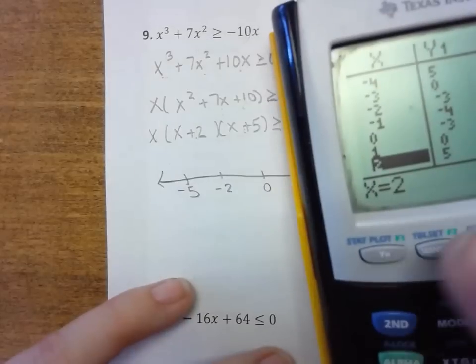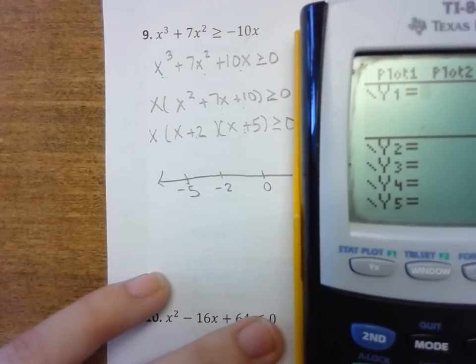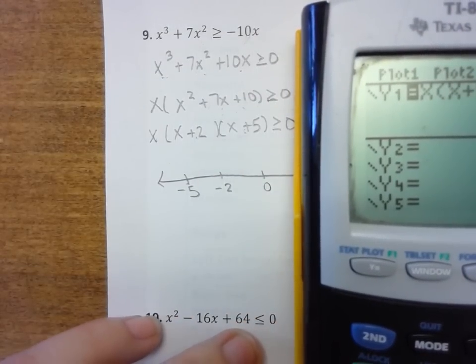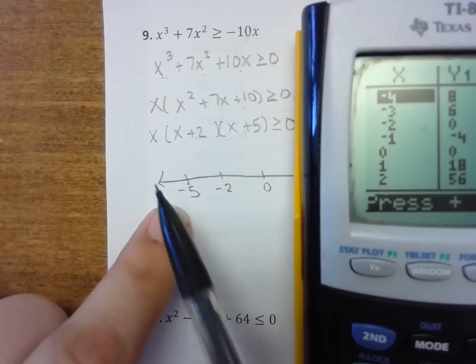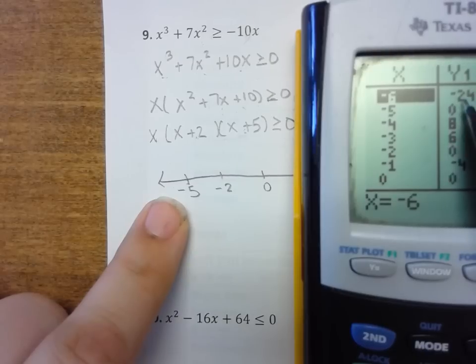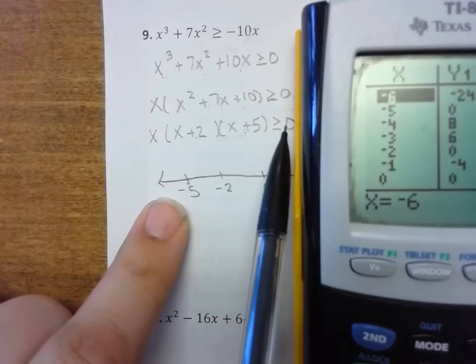All right, I'm going to go put that original equation into my calculator, or I'll show you that you can do the factored form as well. X plus 2, x plus 5. Let's go to my table. I need something to the left of -5, so like -6. That's a -24. That is not greater than or equal to 0.